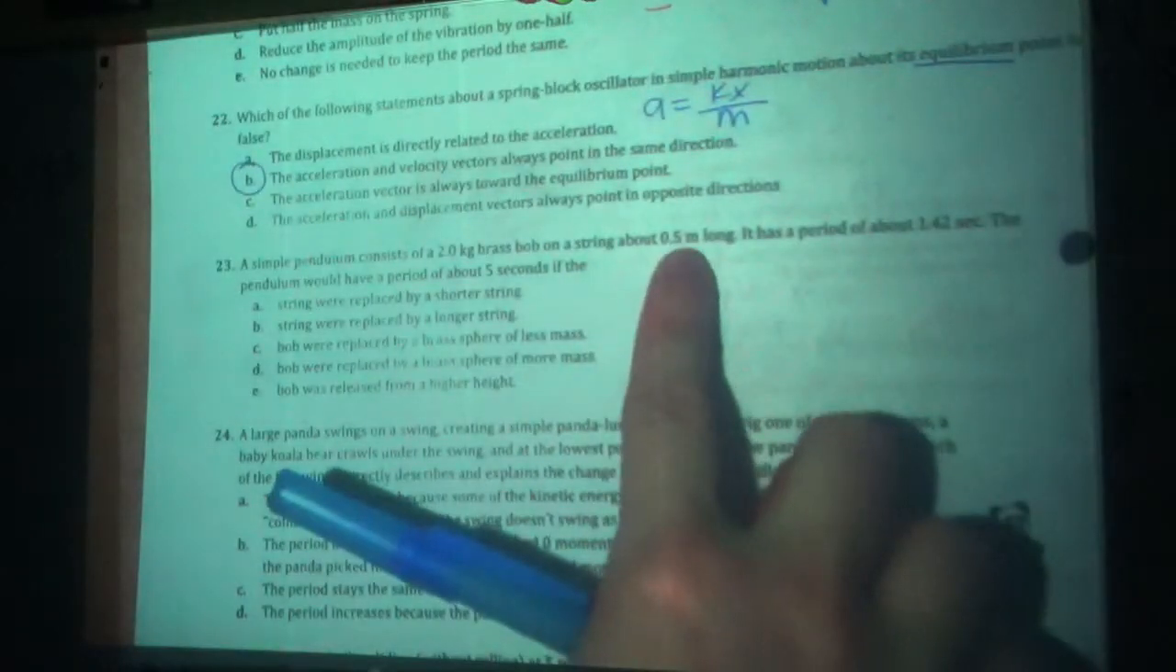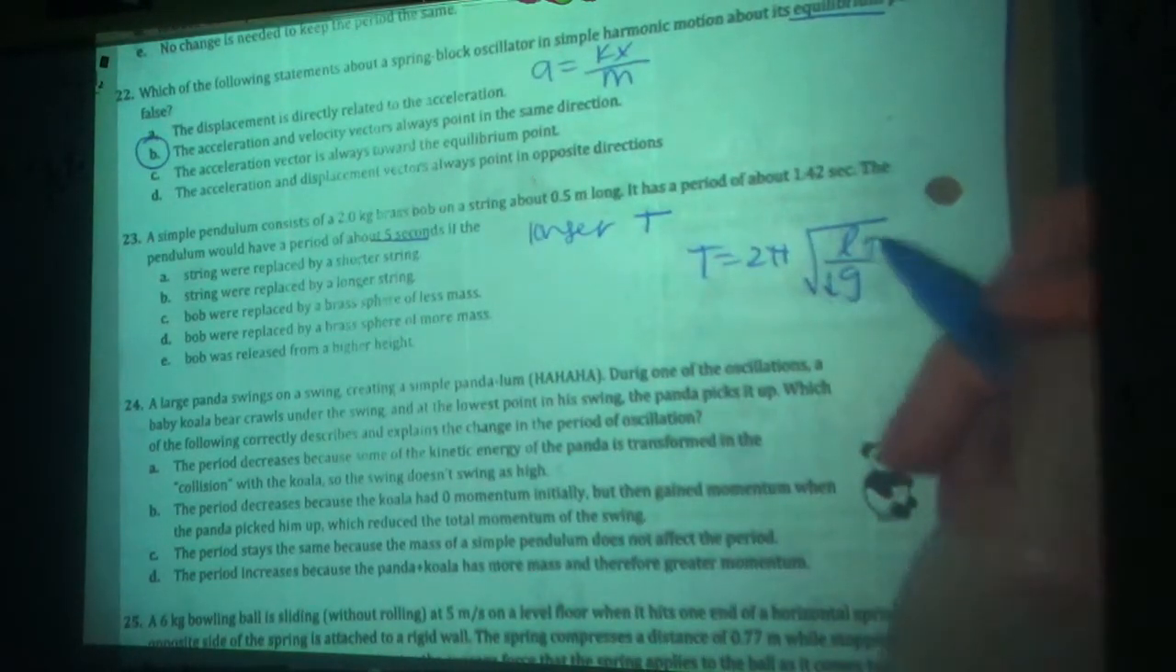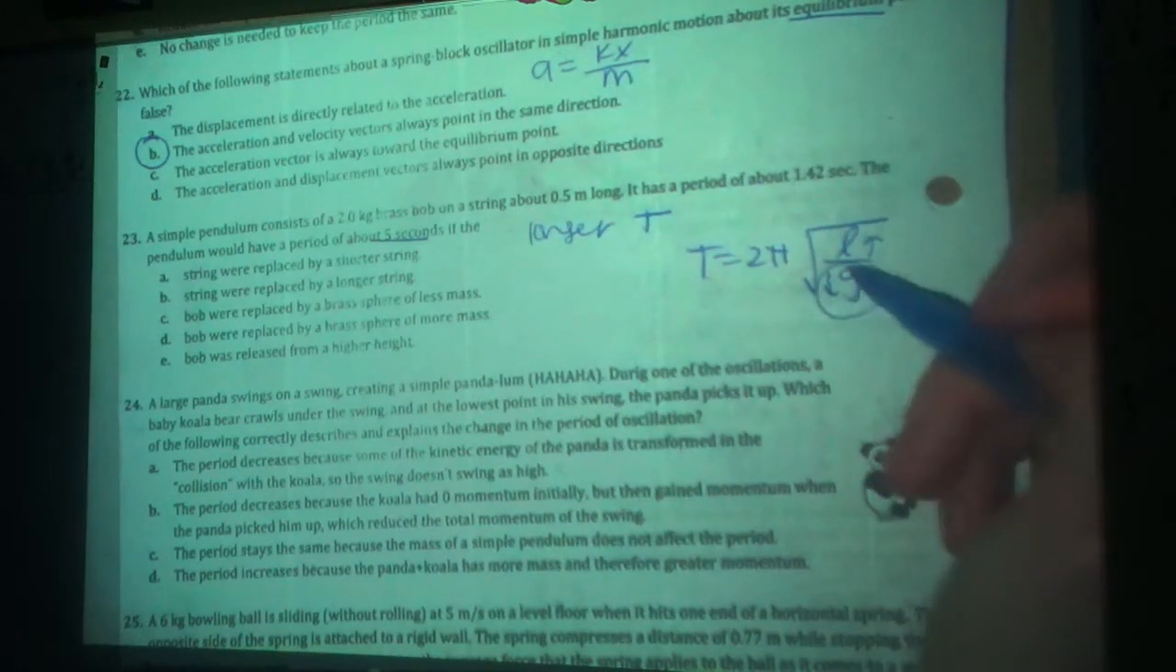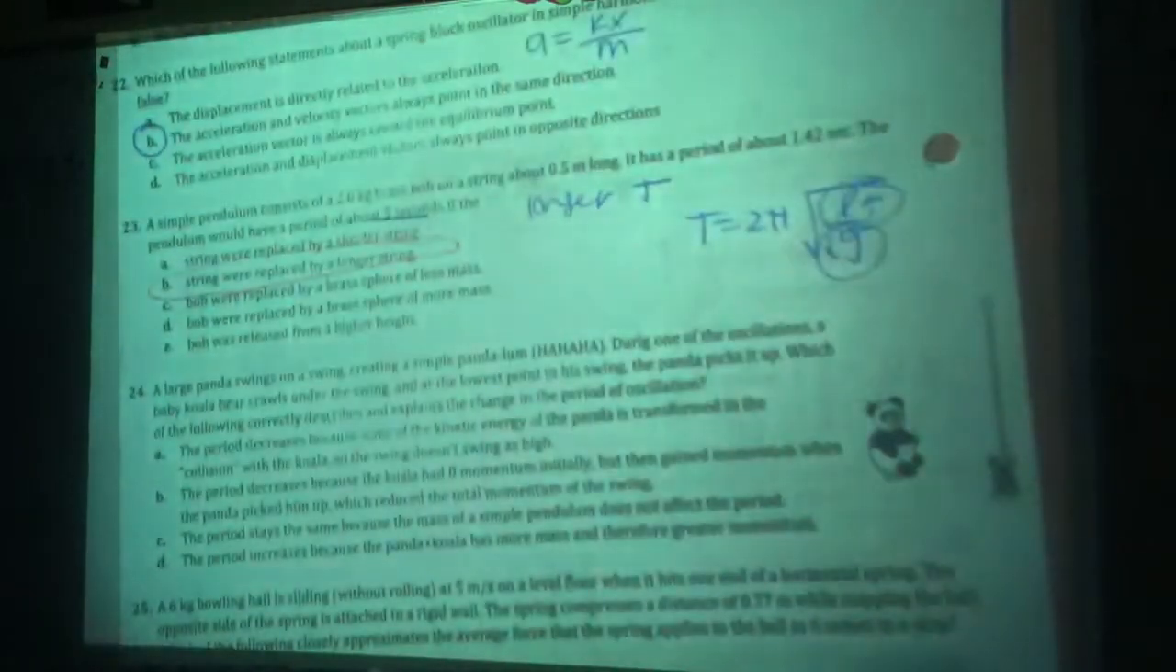Simple pendulum, I have this mass on this string, and it has this period. If I want to have a period of 5 seconds, that is a longer period. So if you look at 2 pi square root of L over g, if I want to get a bigger number, you can either decrease this number or increase this number. So I can either decrease the acceleration due to gravity or increase the length. So string replaced by a longer string.